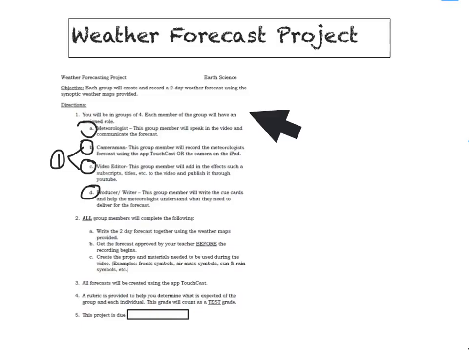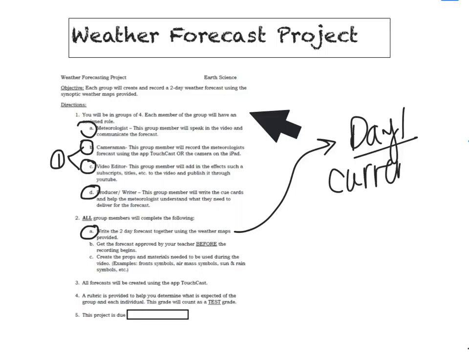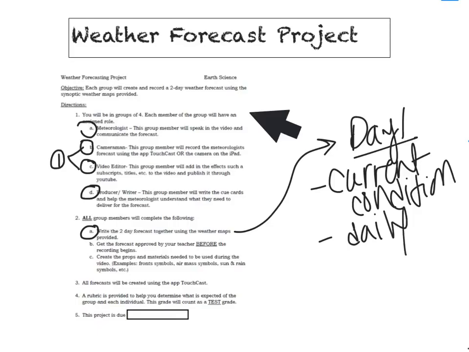All right, now that you have roles, everybody is going to work together as a group to create the 2-day forecast that will be used in the video. As a group, you're going to be interpreting the weather map on the next page, and in the forecast you're going to give me the current conditions. That really is what day 1 is going to entail, and also what will happen for that day. All right, so that's day 1.